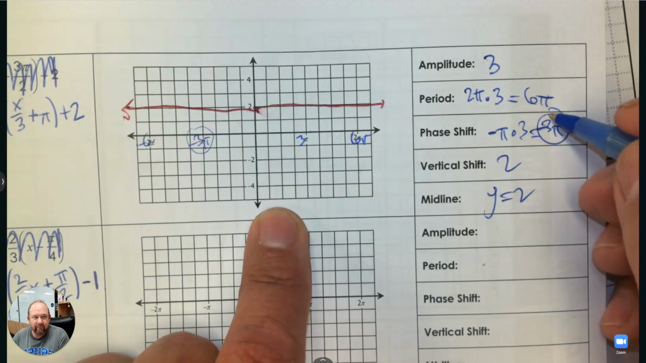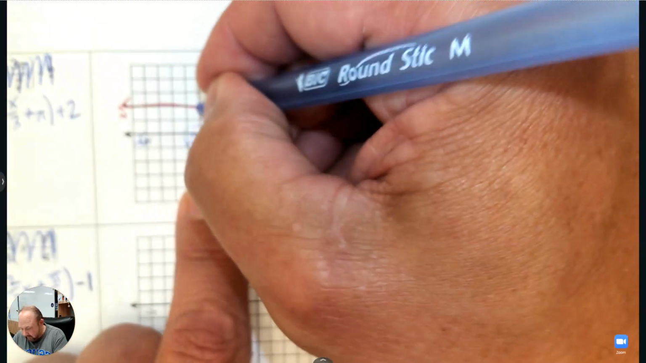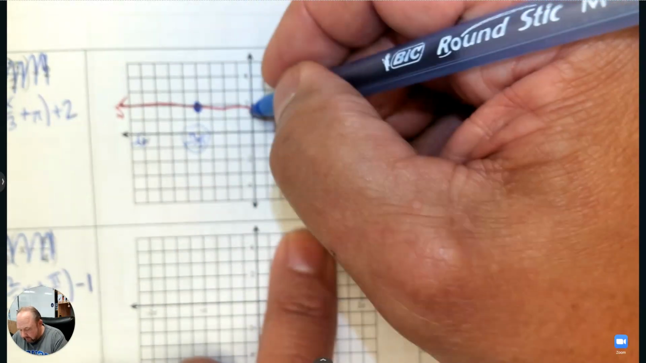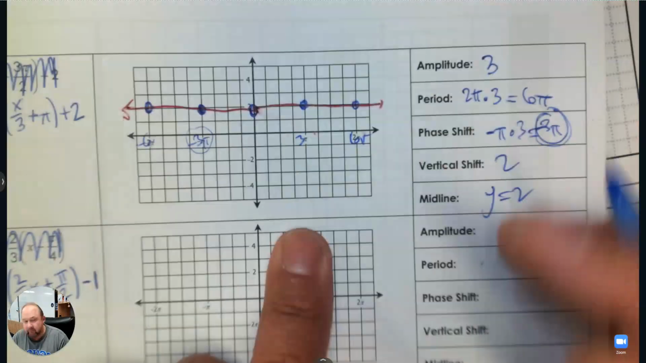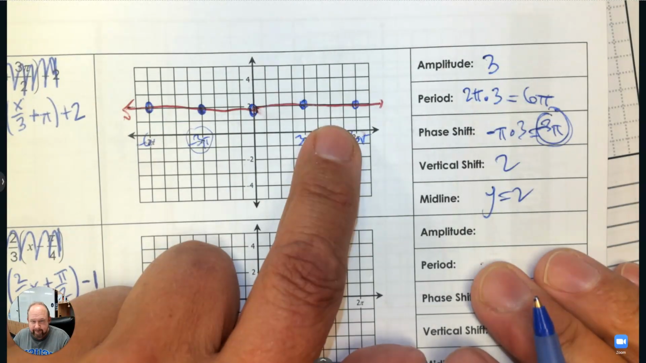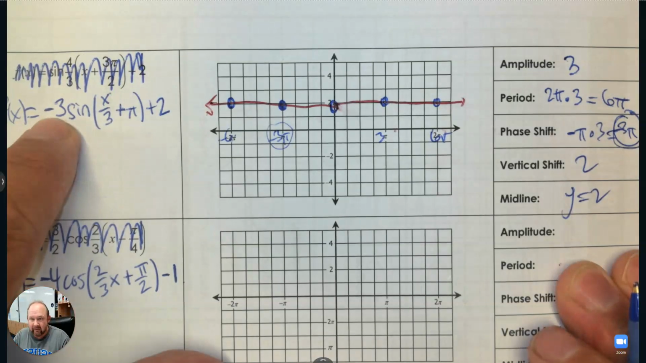So I'm going to draw that 2. That's the middle of the wave. And then I'm going to go to my phase shift, which is -3 pi. It's right there. So sine starts on the midline. And it goes middle, middle, middle, middle. These are the middle points right there. So that's the middle of the wave. Then go back to -3 pi. Recognize that this is -3.